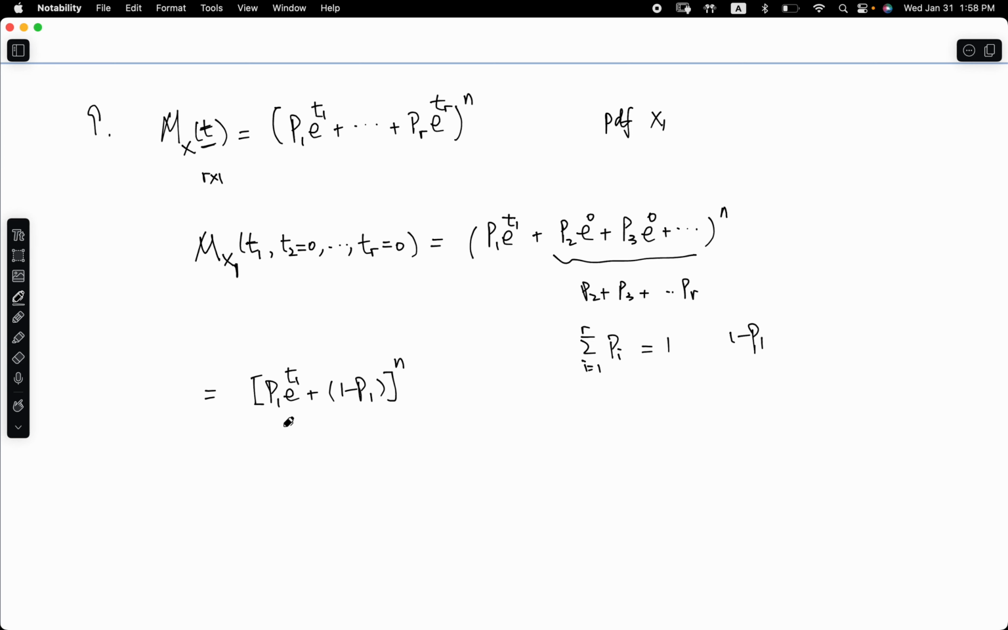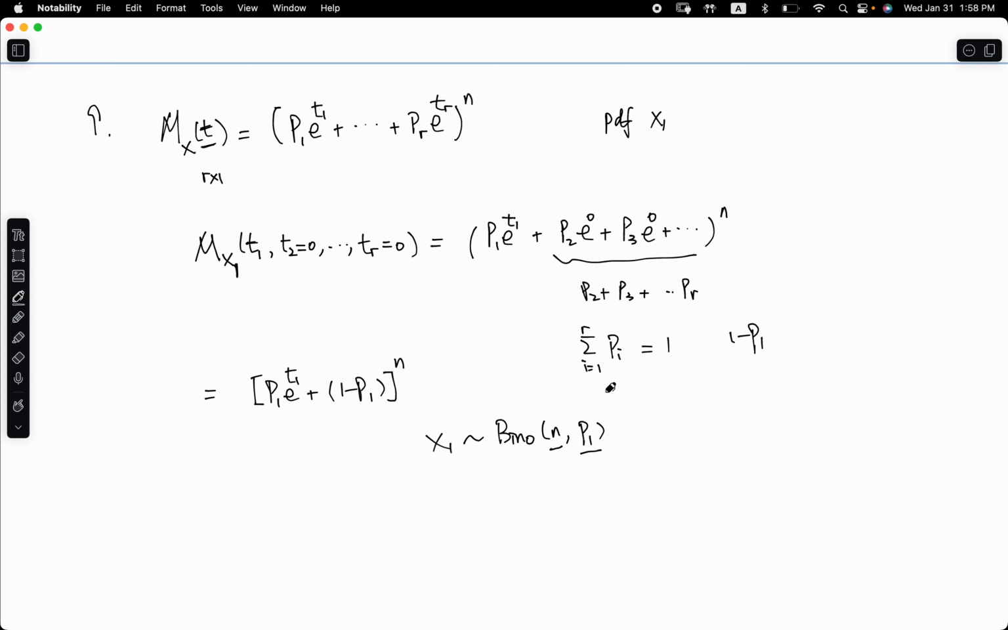And then from here, we can recognize that this is the homogeneous function for a binomial distribution. Yeah, so we can claim that the first random variable coming from a multinomial distribution has a binomial distribution with a number of trials n and the probability of p1.